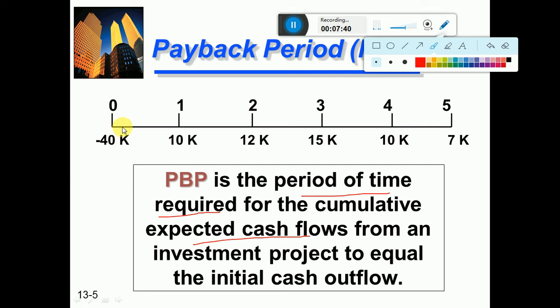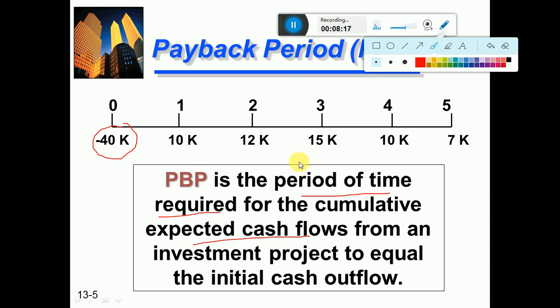How much is the initial cash outflow here? That is $40,000. Now, what is the payback period? You are interested in how much time it will take for this $40,000 to be given back, whether in 1 year, 2 years, or 3 years. If you want to invest $40,000, how many years will it take to get your $40,000 back? That is what we need to determine here.